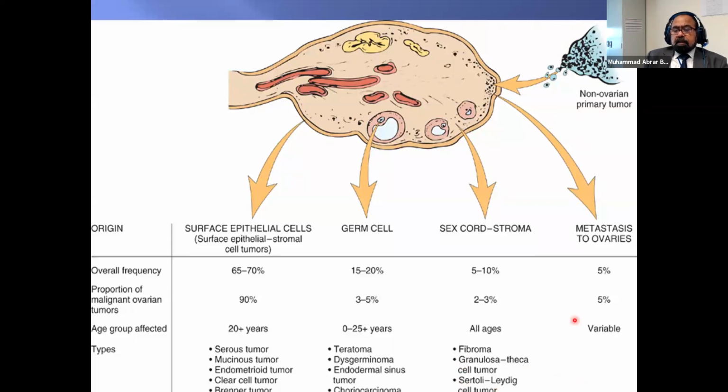And the last category which we have is metastatic tumor. Metastasis can be from any part of the body. It could be from the GI tract, from breast, from uterus, from brain, lungs, liver. It can come and lodge in the ovary. And definitely 5% are metastatic. So all 5% are malignant. Definitely, if they are malignant, they are metastasizing.